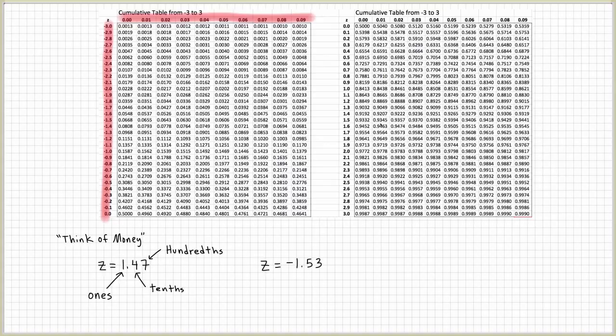Why are we focusing on the left side of the table? Because that's where the negative z-scores are going to be located. So in our case of a z-score of negative 1.53, think of negative $1.50 first. Where's negative $1.50 in the ones and tens column? That's right, it's right here.